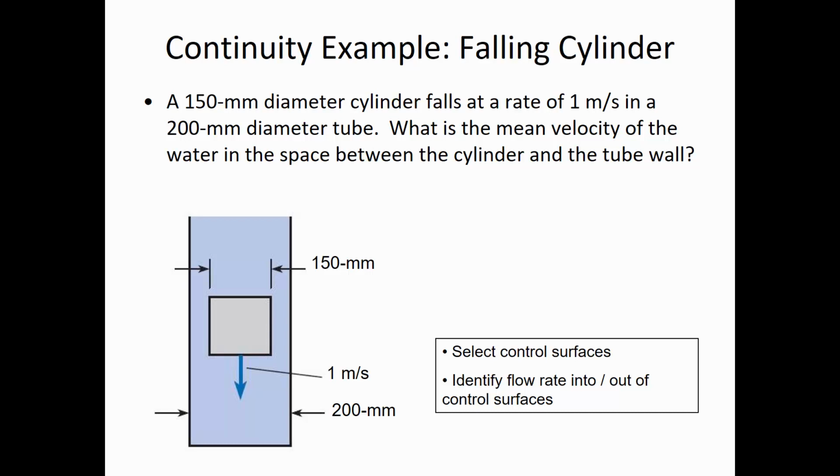So does everybody understand that in 3D? What we're saying is the cylinder goes down and the water goes up. So the continuity equation here will allow us to find out the velocity, the mean velocity of the water in the space between the cylinder and the tube wall. So how fast is that water moving when it is here, in between the cylinder and the tube?